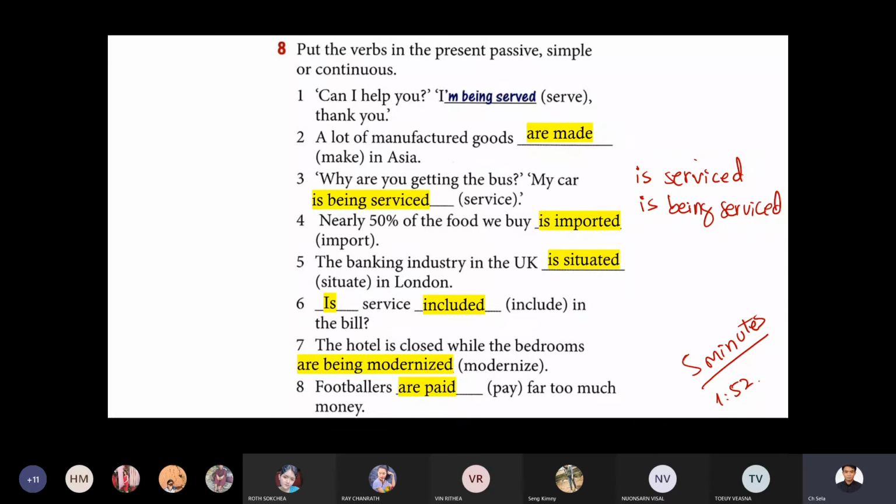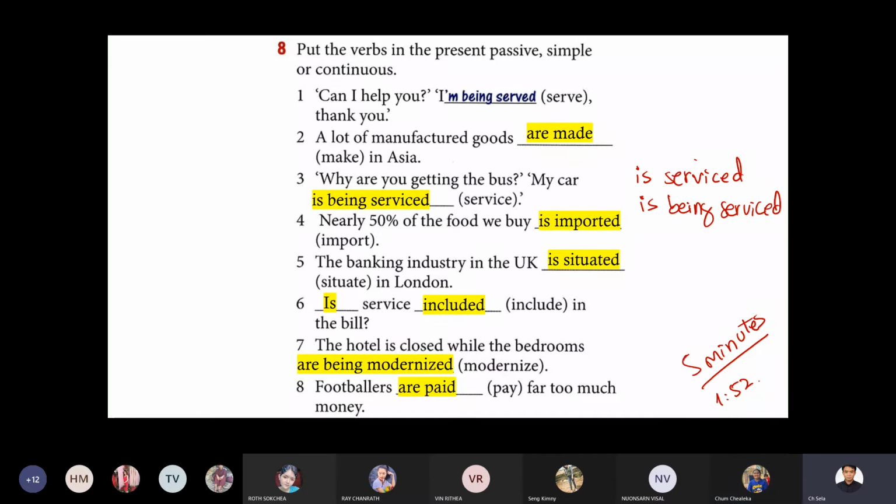Then I will call one more student. Chilika, read again, please. Number one, can I help you? I'm being served. Thank you. Number two, a lot of manufactured goods are made in Asia. Number three, why are you getting the bus? My car is being serviced. Number four, nearly 50% of the food we buy is imported. Number five, the banking industry in the UK is situated in London. Number six, is service included in the bill? Number seven, the hotel is closed while the bedrooms are being modernized. Number eight, footballers are paid far too much money. Okay, thank you very much.